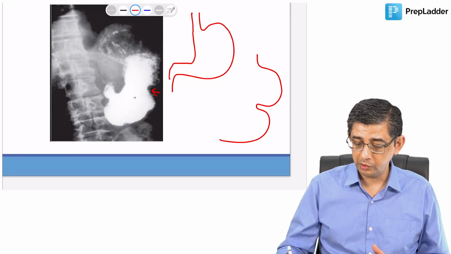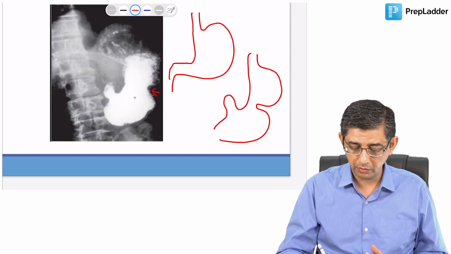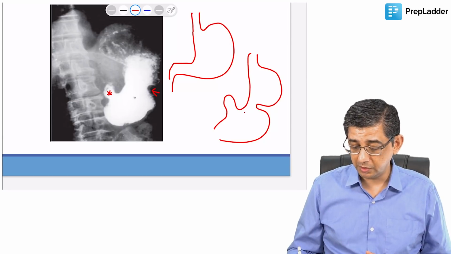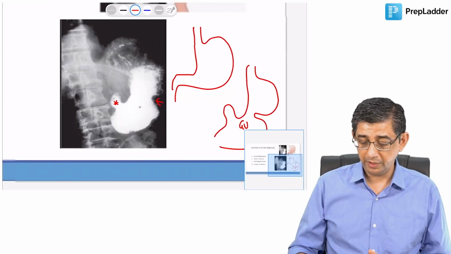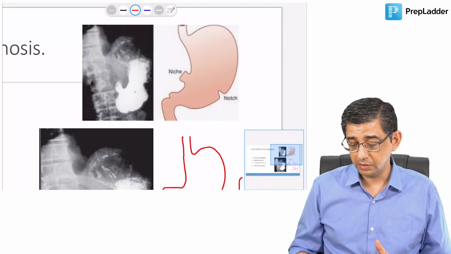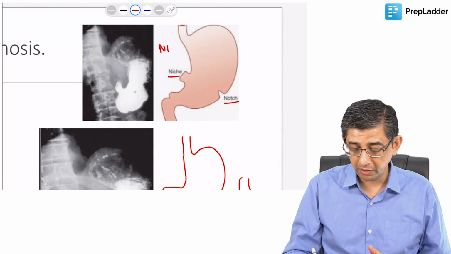And at the same time, in these patients, even the lesser curvature, you can see something like a mushroom here. This is basically because this person here is having a gastric ulcer which is causing pyloric stenosis. In fact, if you have listened to the test and discussion part that I take, you will notice the fact that I've called this as niche and notch sign. I'll just write it for your convenience.